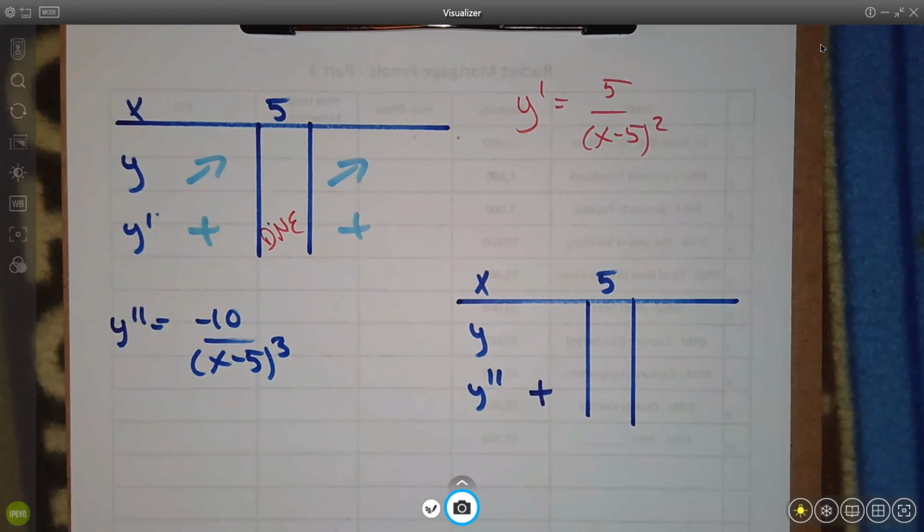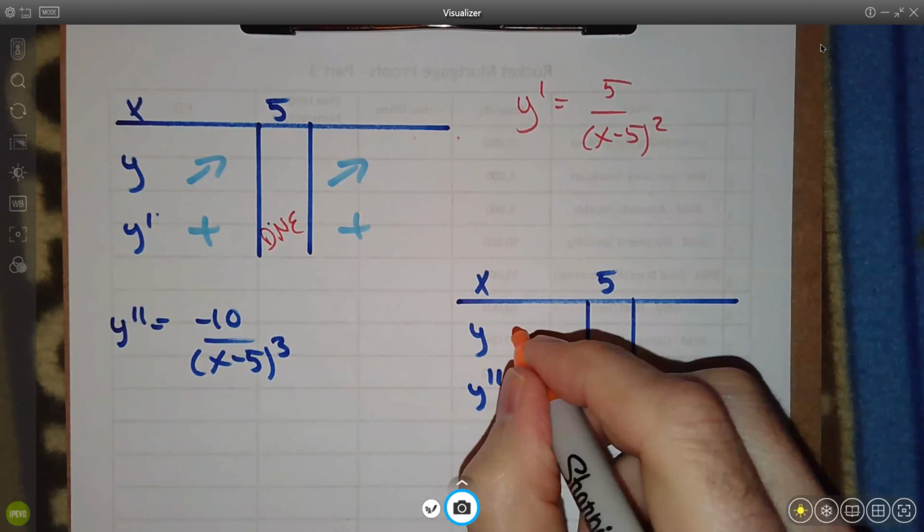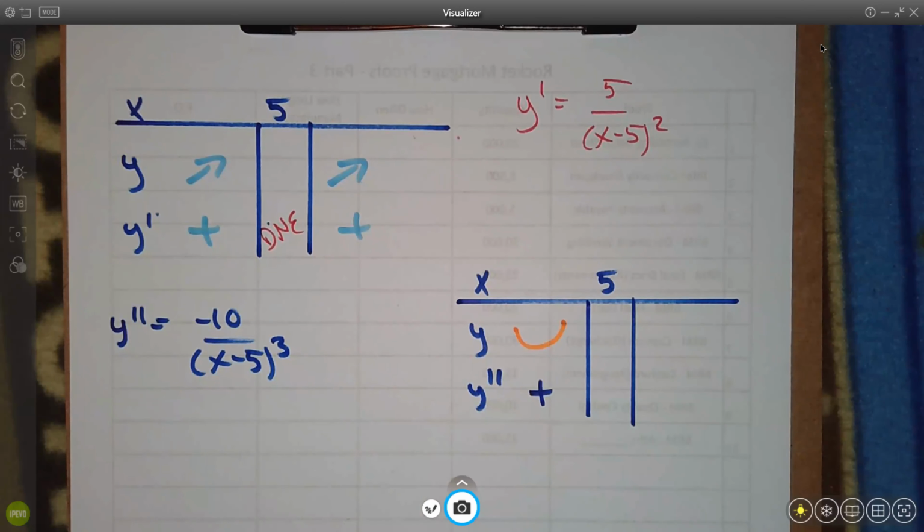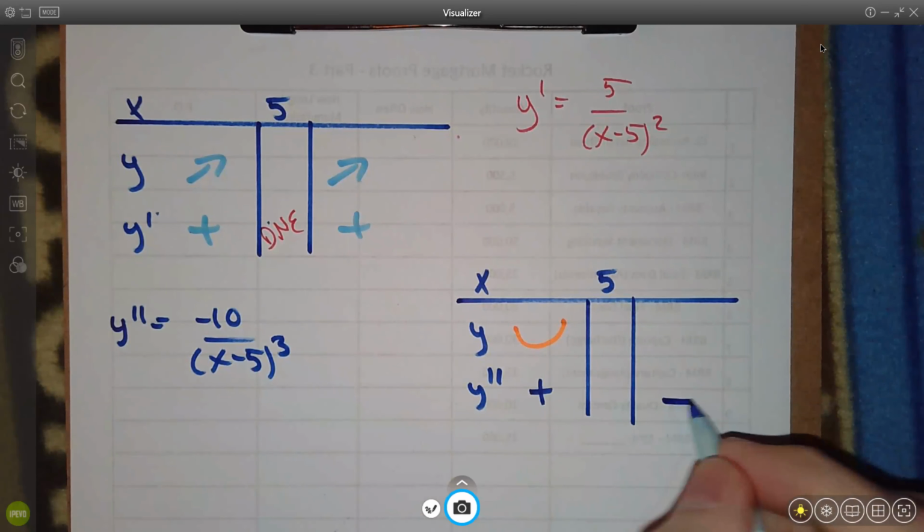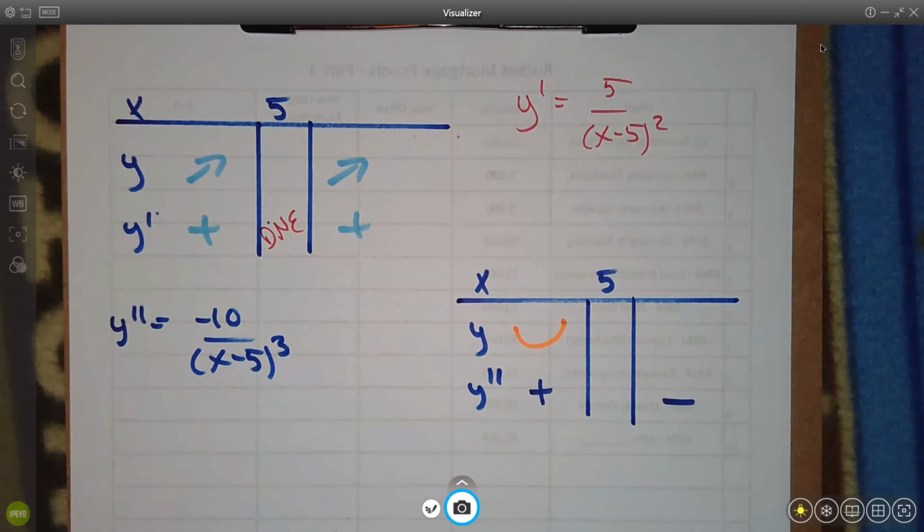So I expect something to the left of 5. I expect the graph to have what kind of shape? Concave up. How about to the right of 5? Say choose 6. 6 will work out pretty good because 6 minus 5 is 1. Cubed is still 1. -10 divided by 1 is negative. So concave down.